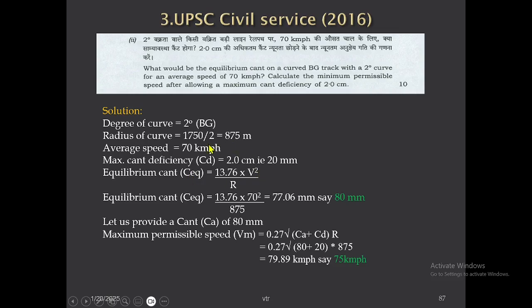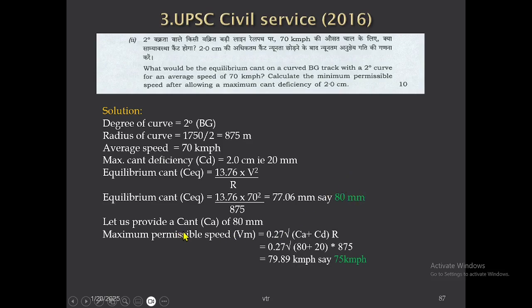So we can take the average speed given, 70 kmph. Substituting here, and R is also 875, our equilibrium cant will be 77.06 mm, say 80 mm. Okay, this will be our equilibrium cant.